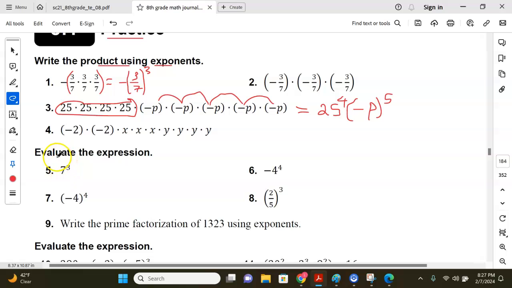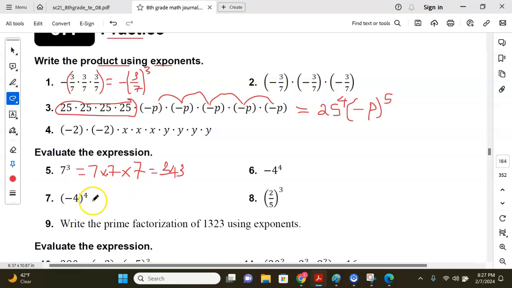Now number 5 says evaluate the expressions. Evaluate. So you have 7 to the 3rd power, or 7 cubed. It means 7 times 7 times 7. Well, we know that 7 times 7 is 49, and if you want, you can do the math out, or if you have a calculator handy, you can use it to speed things up a little bit. But if you take 49 times 7, it will give you 343. So that is how you evaluate the expressions.